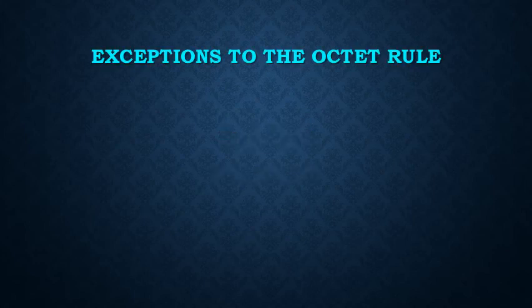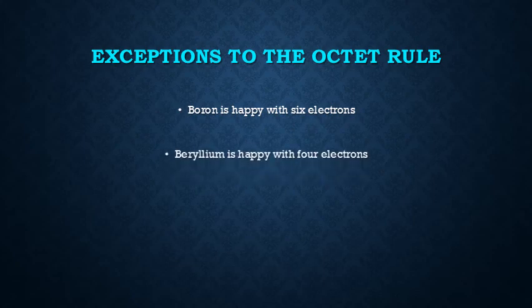There are a couple exceptions to the octet rule that you do need to be aware of. The first one we've already discussed. Hydrogen only wants 2 electrons. The other exception is boron. It's happy with 6 electrons. Beryllium is happy with 4. So we have boron with 6, beryllium with 4, hydrogen with 2.